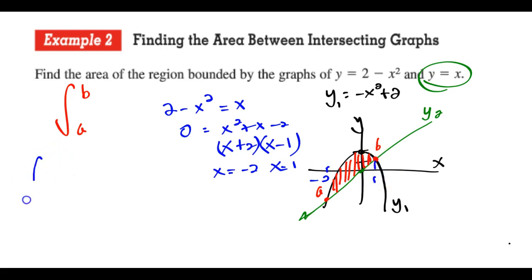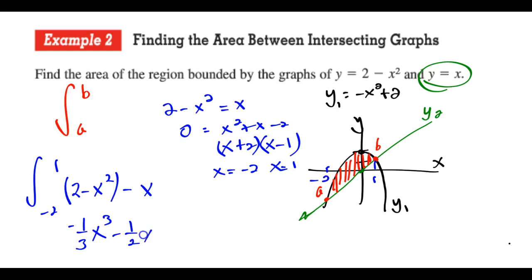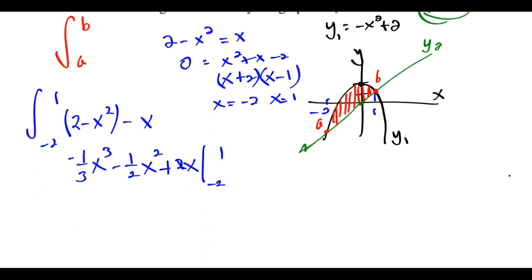So I'm going to integrate from negative 2 to 1, the upper function, 2 minus x squared, minus the lower function, and I'll integrate negative 1/3 x cubed minus 1/2 x squared plus 2x, and do the fundamental theorem of calculus between f of negative 2 minus f of 1. I'll go to my calculator and find out that the answer is 9/2.